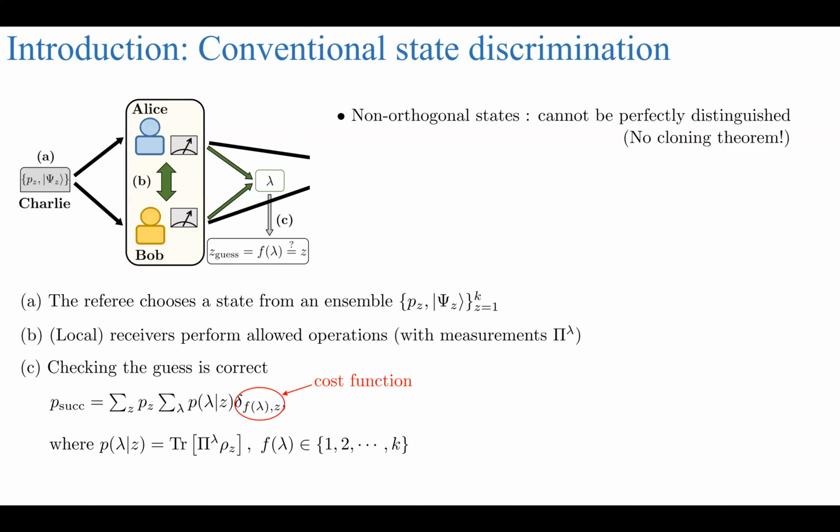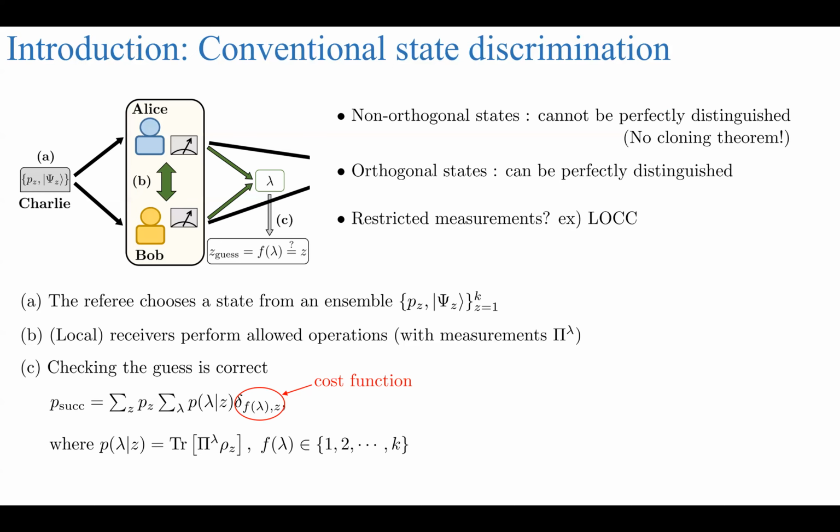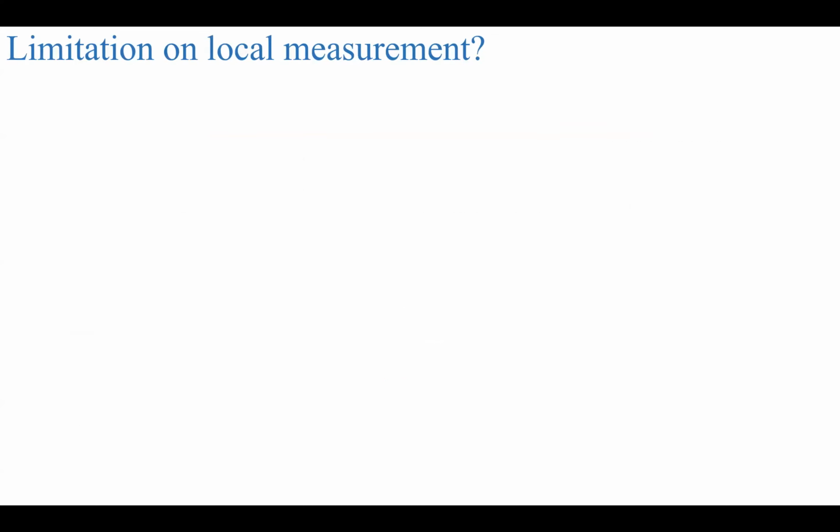And there are known results: for the non-orthogonal case, we cannot perfectly distinguish those states with certainty because of the no-cloning theorem. On the other hand, for orthogonal states, we can always perfectly distinguish them if there is no restriction on the power of the allowed operations for the receivers. But this is a trivial case. However, if we have a certain restriction, for example LOCC, then this problem becomes highly non-trivial, which I will explain.